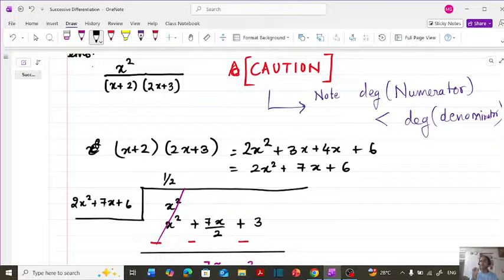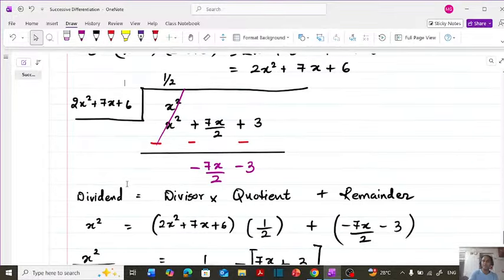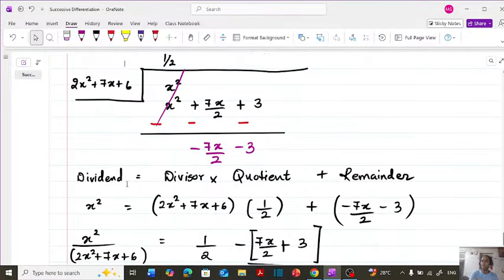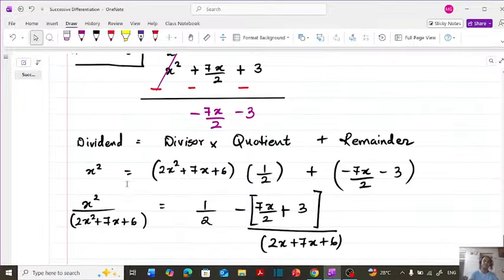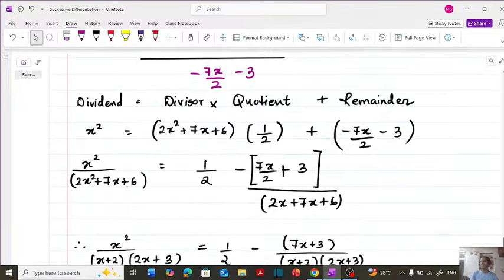Here numerator degree is 2, denominator degree is also 2, so we are doing actual division. On actual division, when we did, we happen to get the format dividend equal to divisor into quotient plus remainder. Do you remember this was taught in your school for polynomials? So now don't tell me polynomials were an option, okay?